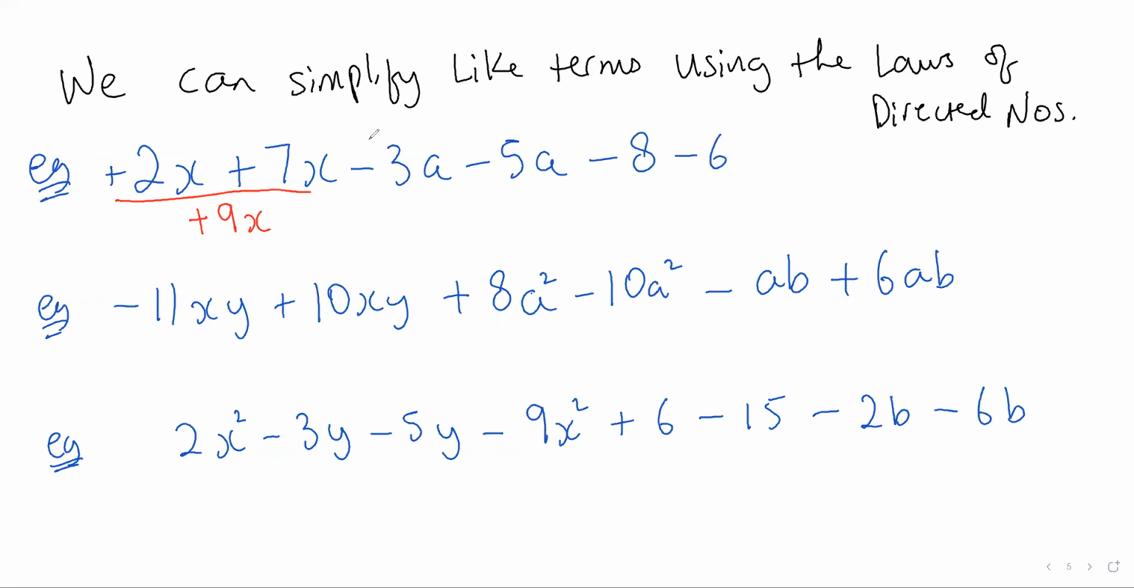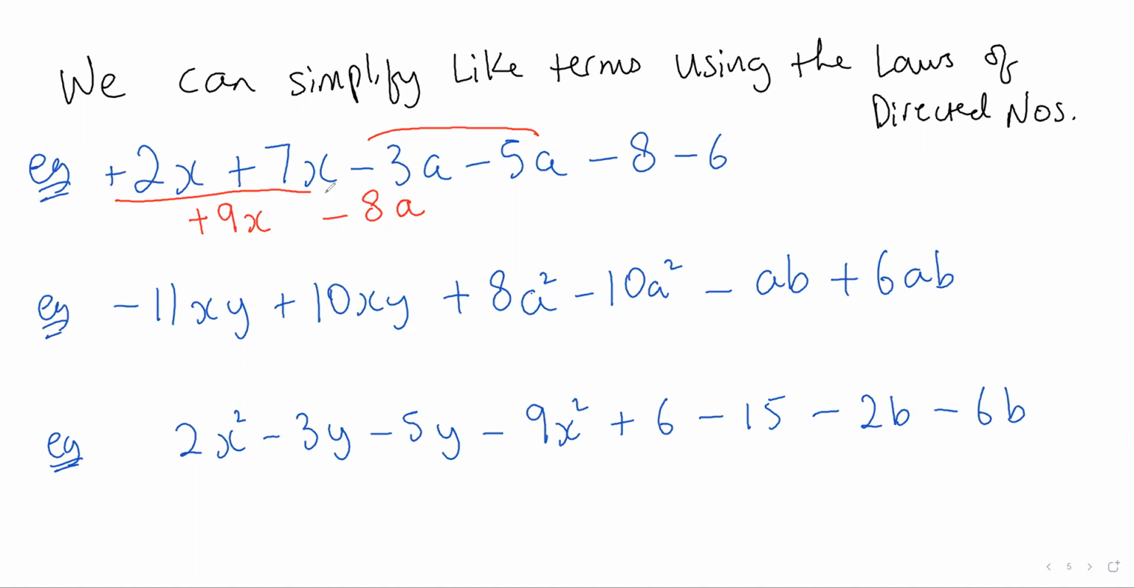Again, we see an a with an a here. Minus 3a minus 5a. These are like terms, right? We see the a's there. And which law are we going to use here? We're going to say, okay, same signs again. We're going to add and keep the same sign. So 5 and 3 is 8, so this is negative 8a, right?